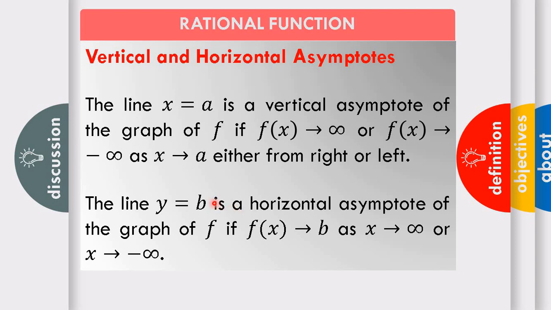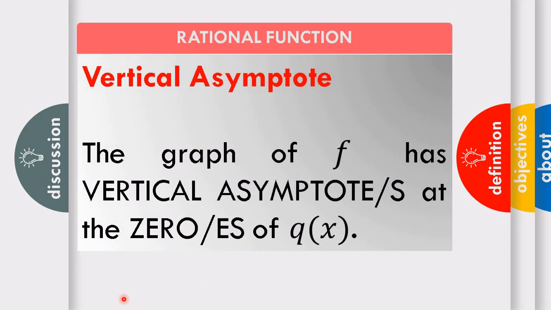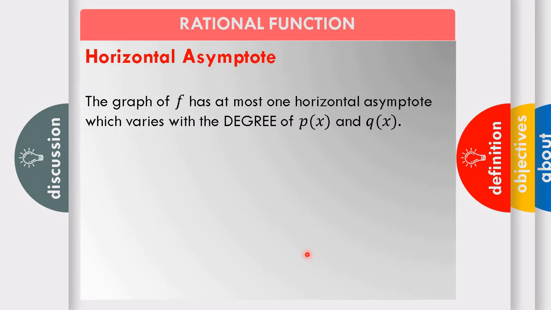So next one, the line y equals b is a horizontal asymptote of the graph of f if f of x approaches b as x approaches positive infinity or negative infinity. In finding the vertical asymptote, the graph of f has vertical asymptotes at zeros of q of x. Therefore, the zeros of q of x, or the values that make q of x 0, are the vertical asymptotes. While for the horizontal asymptote, we have three cases.